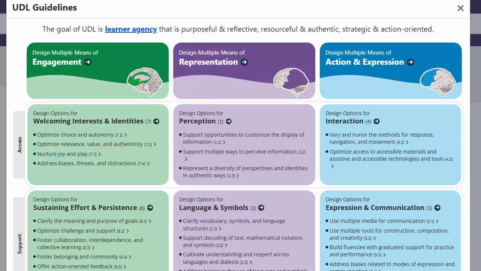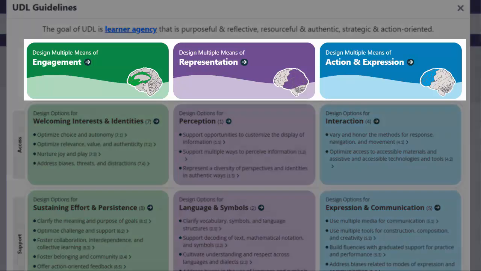When you first view them, there's a lot in there, so you might feel like it's a little daunting or confusing, but the guidelines are actually structured in a way to make them easy enough to unpick once you know where to look. At the highest level of the framework, we have the three principles of UDL.